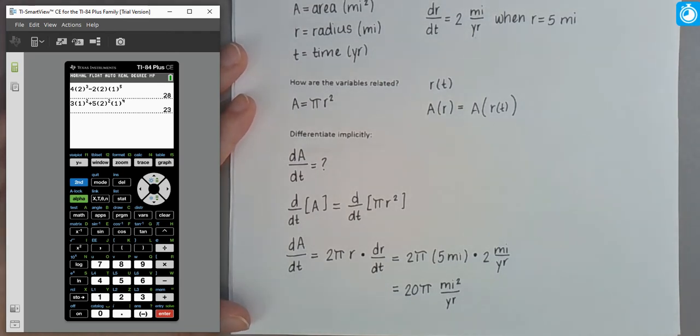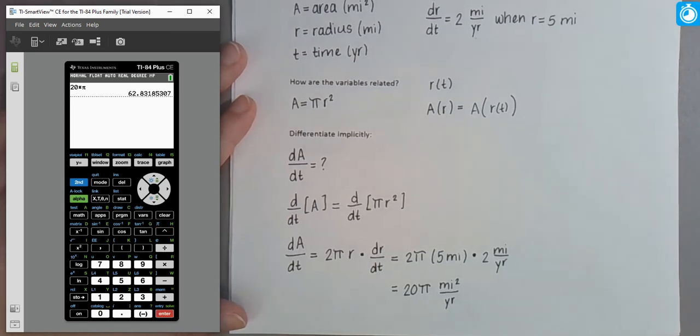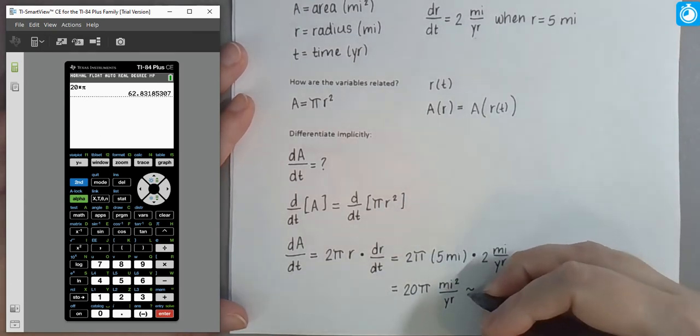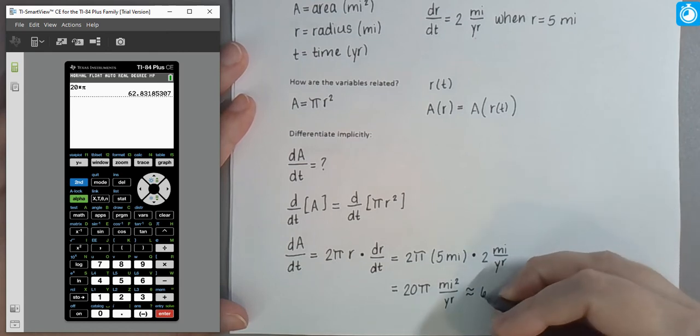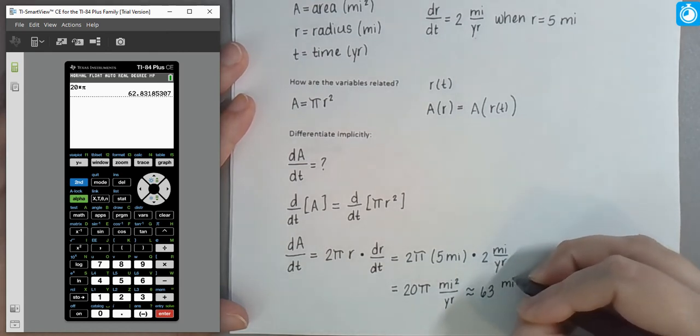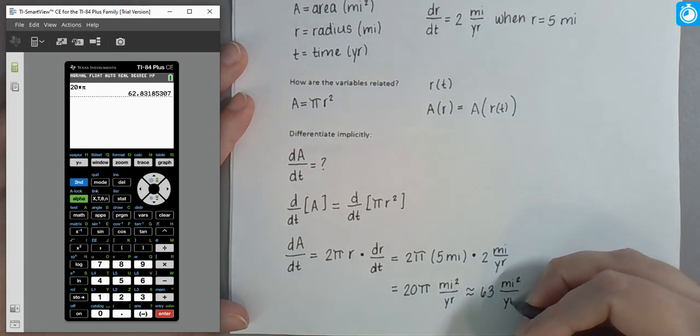So if we want an approximation, that's when we go and plug that into the calculator. So we're going to do 20 times pi. Now pi is right above your exponent button, right under the clear button. Notice in blue we have a little pi symbol, so second, and then the exponent button is going to give us pi. So if we wanted to approximate, let's just say to the nearest whole amount, that's going to be approximately 63 miles squared per year.